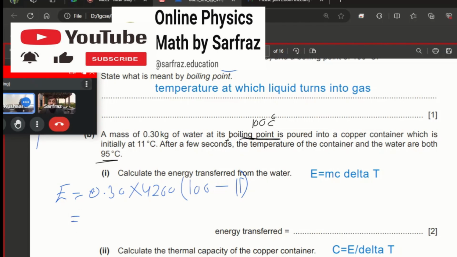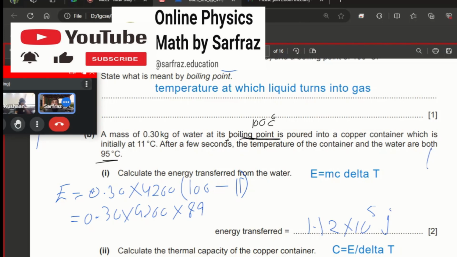Okay. Now you will just have to multiply it and you will get the answer. 0.30 times 4200 times 89. Is it okay? So let me calculate it. It becomes almost 1.12 times 10 raised to the power 5. Is it okay?